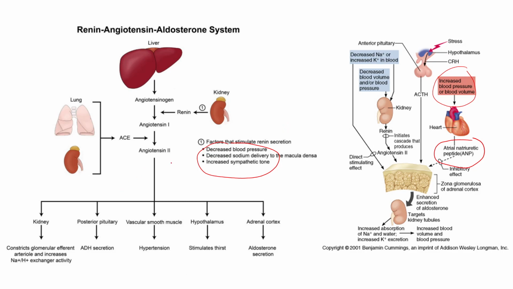And it is a cascade of a lot of hormones being involved just to correct the decrease of your blood pressure and blood volume. So RAAS, diba, involves your renin, angiotensin, aldosterone, and other hormones pa, which includes your ADH, and even stimulation of your thirst mechanism.